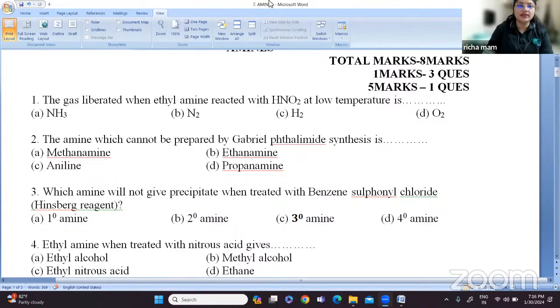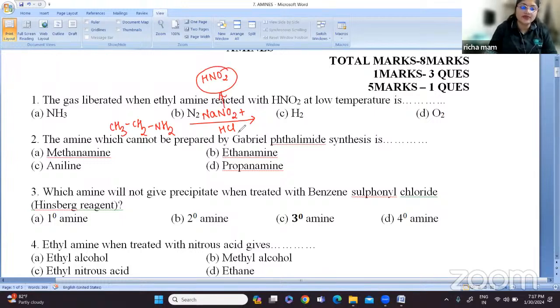Yes. So see the reaction. Ethylamine, what is ethylamine? It is CH3CH2NH2. When it reacts with nitrous acid, how is this nitrous acid formed? When NaNO2 reacts with HCl, it forms HNO2. When sodium nitrite reacts with hydrochloric acid, what does it form?